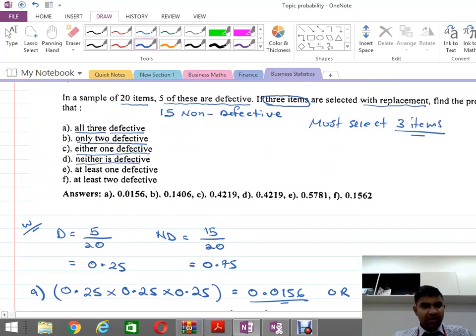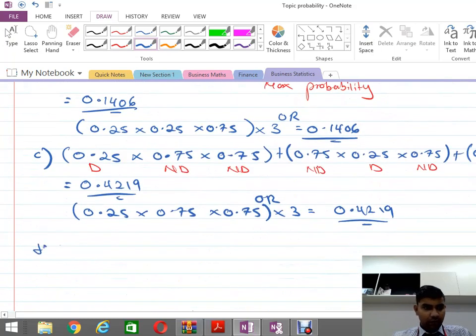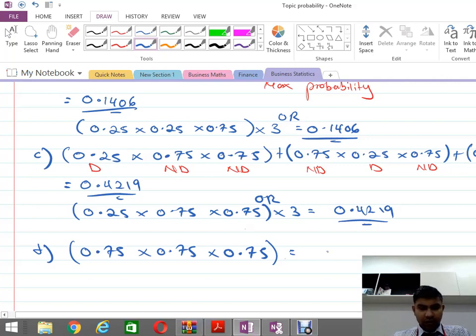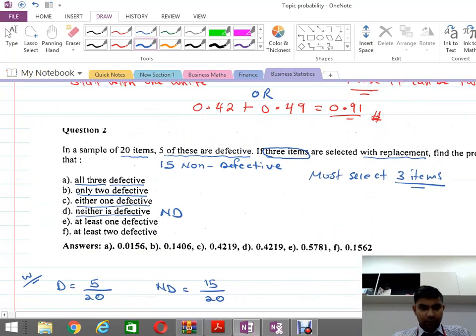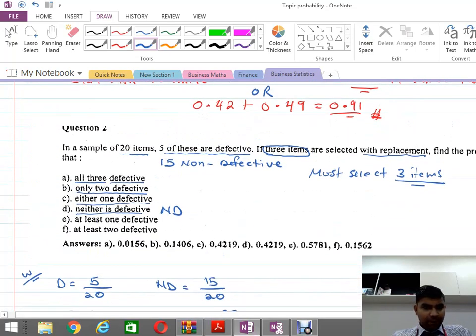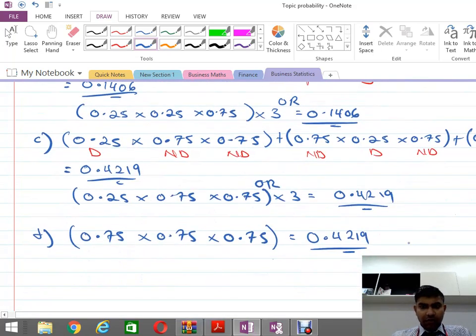Next, neither is defective. That means all are non-defective. All are non-defective. So 0.75 times 0.75 times 0.75. So that will give you 0.4219 as well. Check. Or you also can do this way, remember, 0.75 power of 3, also you will get the same answer.